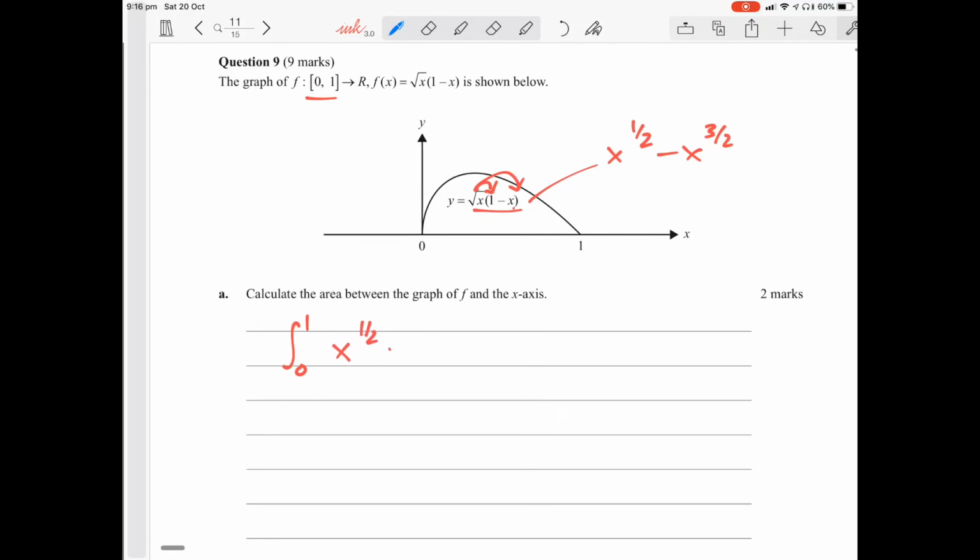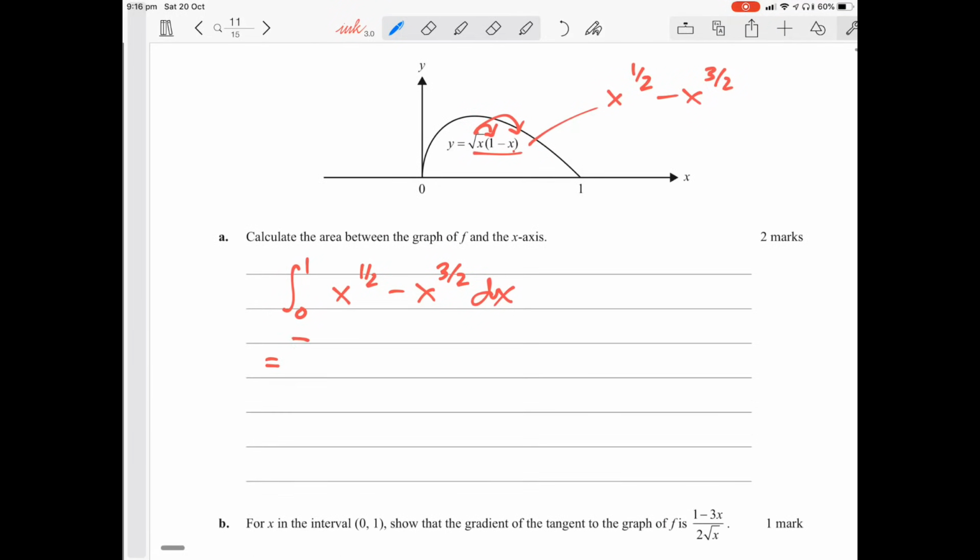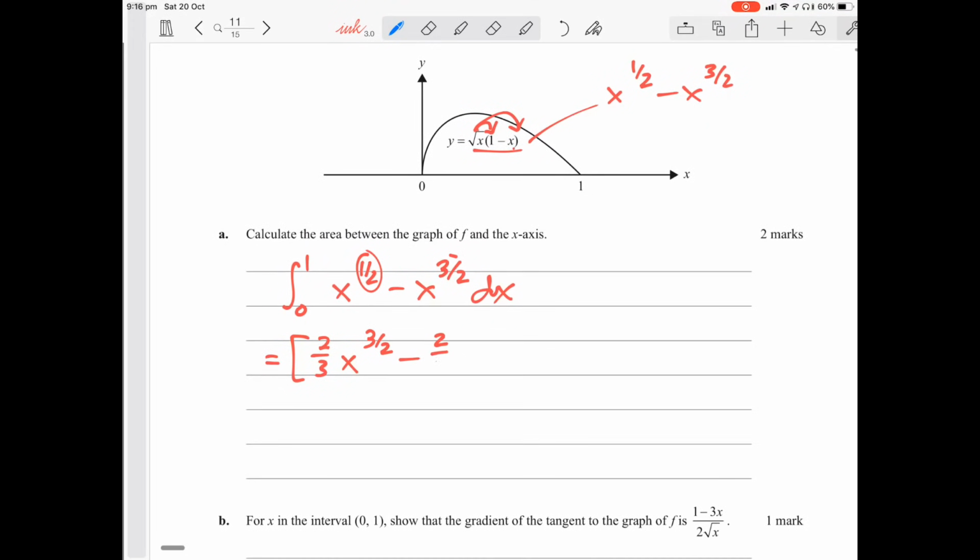So I get the integral of x to the half minus x to the 3/2 dx, which is, if I add 1 to that power, I get 3/2, and when I divide by 3/2, I get 2/3 x to the 3/2, minus, if I add 1 to that power, I get 5/2, so it's going to be 2/5 x to the 5/2.